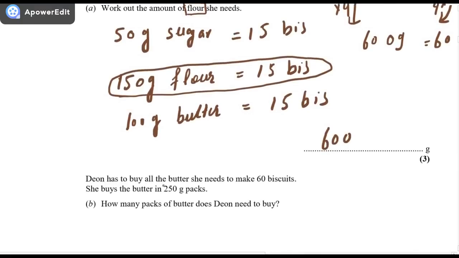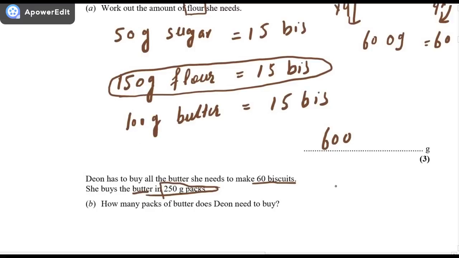B part. So Dion has to buy all the butter she needs to make 60 biscuits. She buys the butter in 250 gram packs. So she bought the butter in 250 gram packs. But we don't have packs here. So this is asking about the butter, so I can add the butter here.